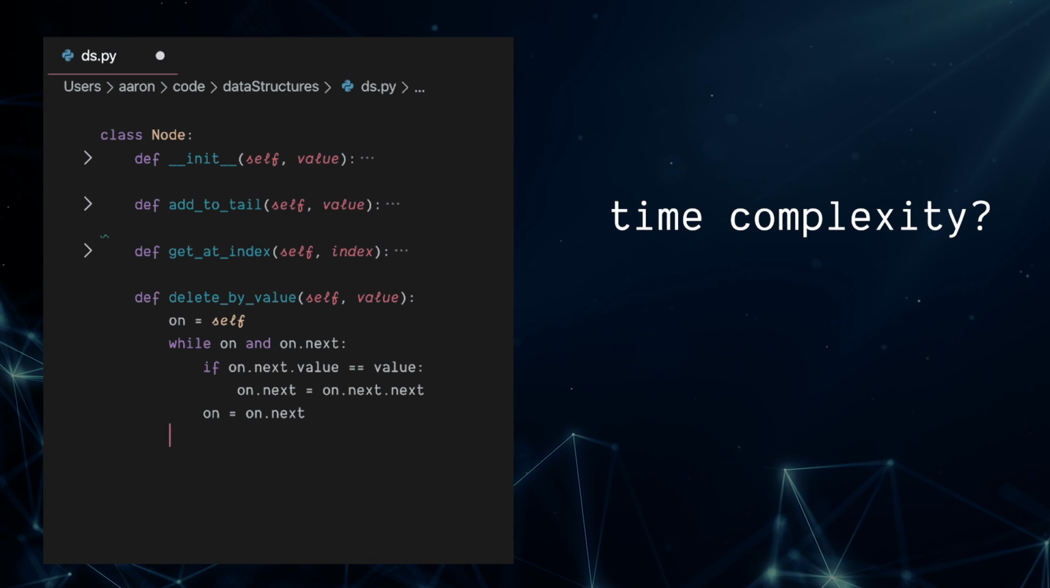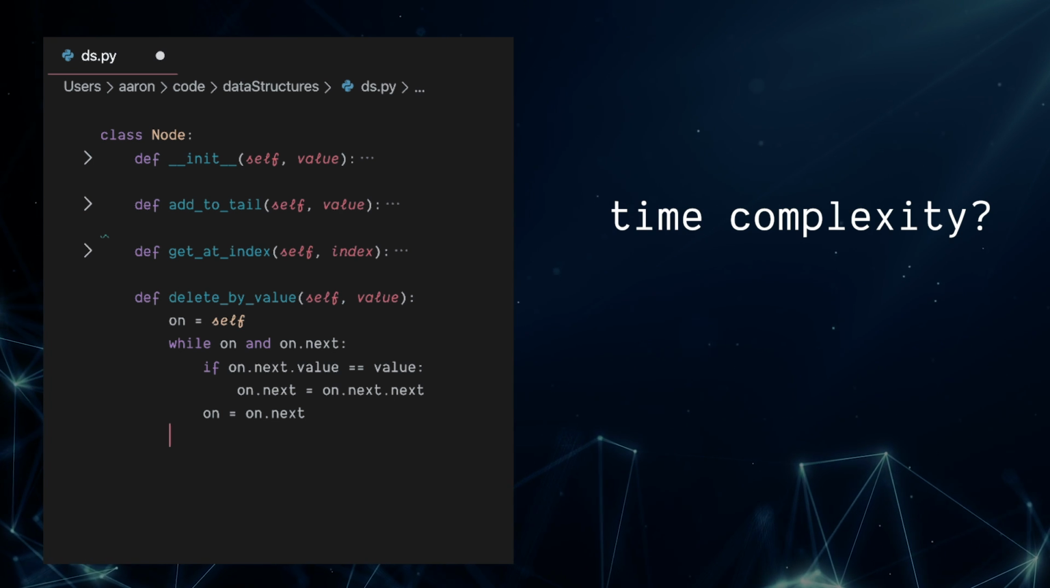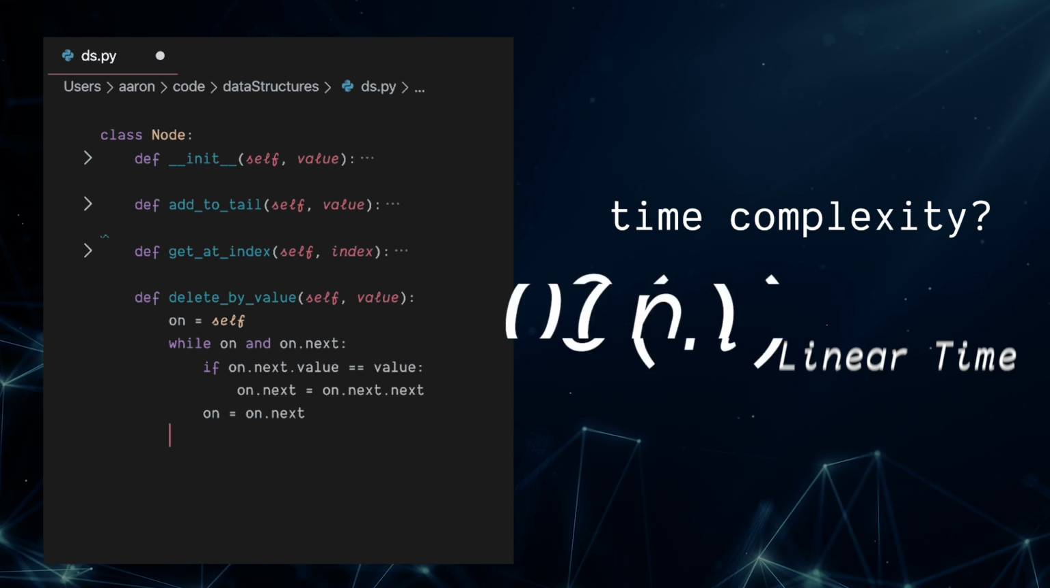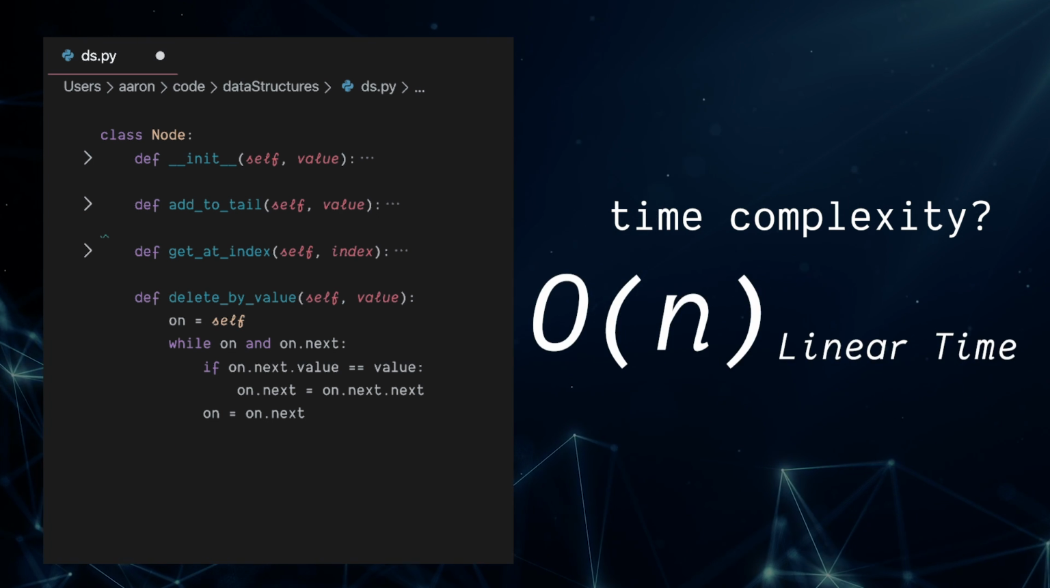And the time complexity for this one, well, it's pretty straightforward. We're going to have to check each node at least once to make sure we see all the values. That means linear time, best and worst case.